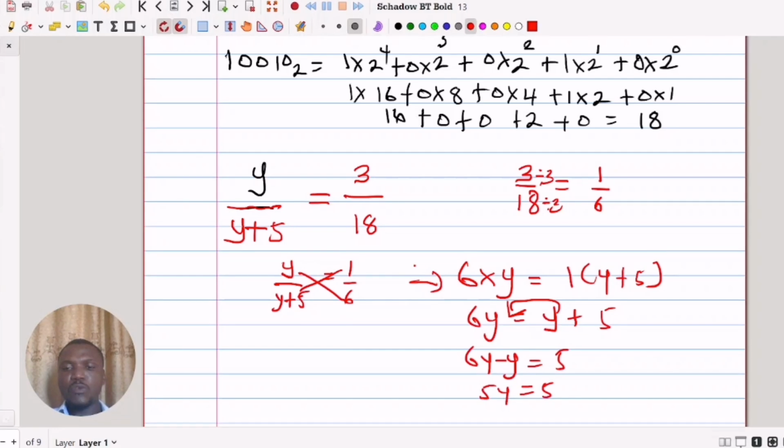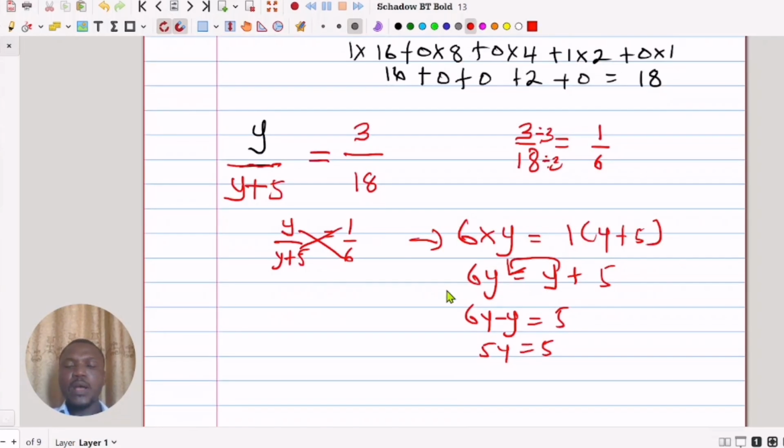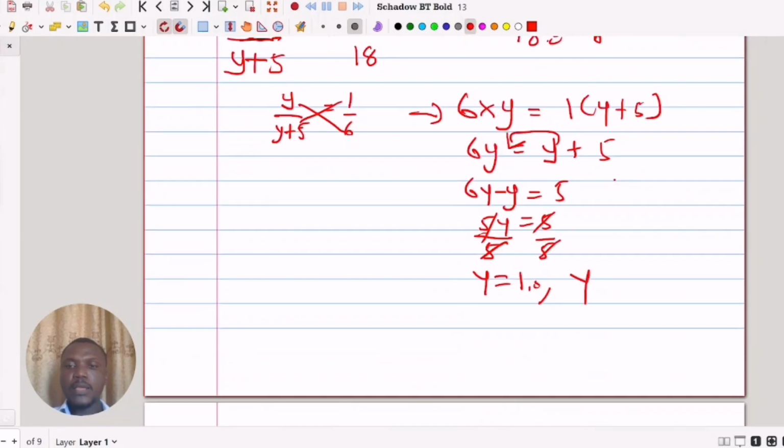So you divide both sides with the coefficient of y. What's the coefficient of y? That's 5. Divide both sides with 5. So 5 will cancel 5. 5 here 1, 5 here 1. So our y is 1.